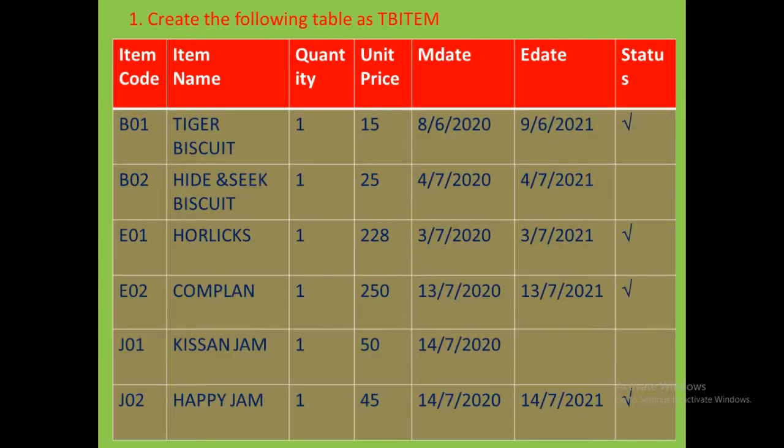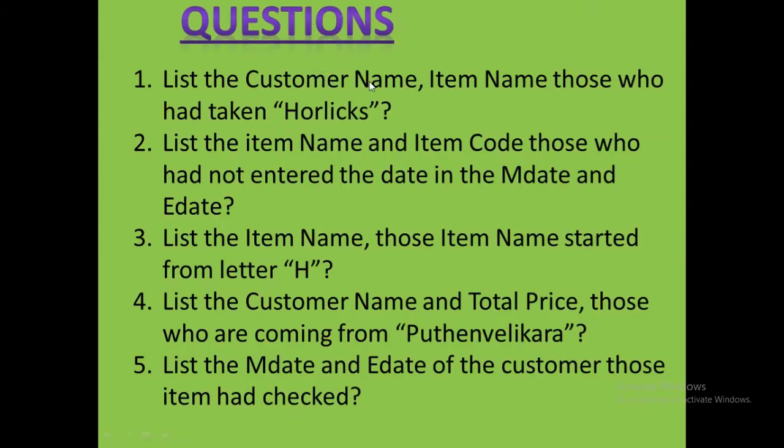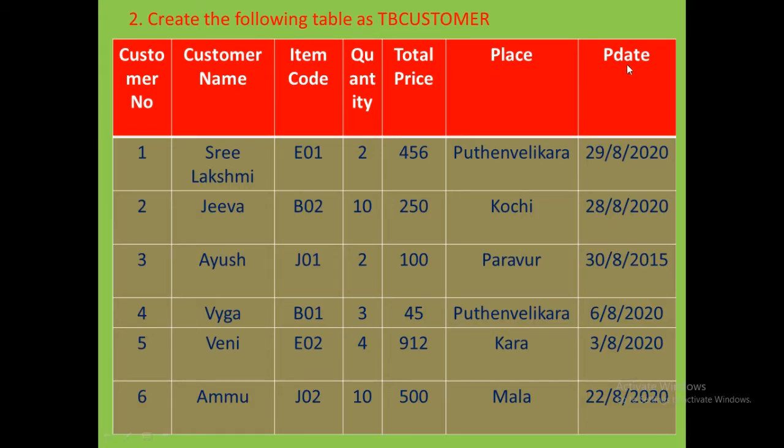Then how can you do this? In the first table, we can see some column headings: item code, item name, quantity, unit price, MD date, and status also. These column headings are known as field names, and each person's details are called records. These rows are called records, and these columns are called field names. In the second table, we can see customer number, customer name, item code, quantity, total price, place, P date. These are the field names, and records are also there.